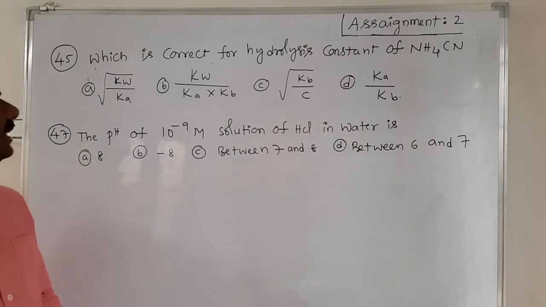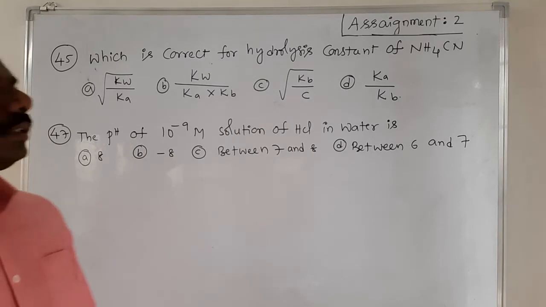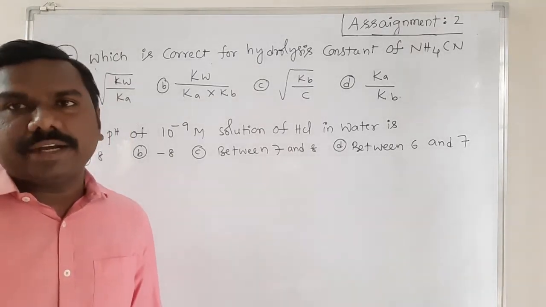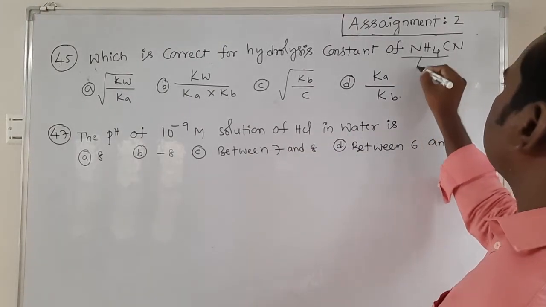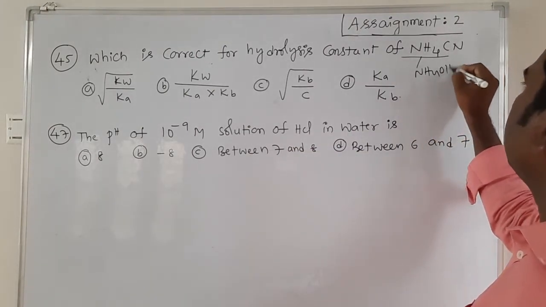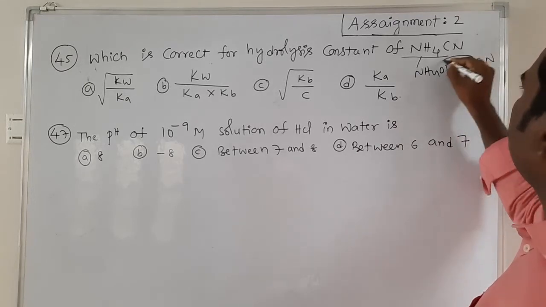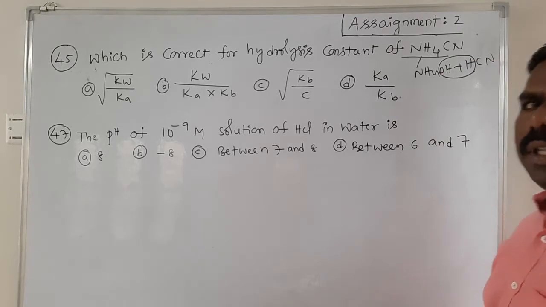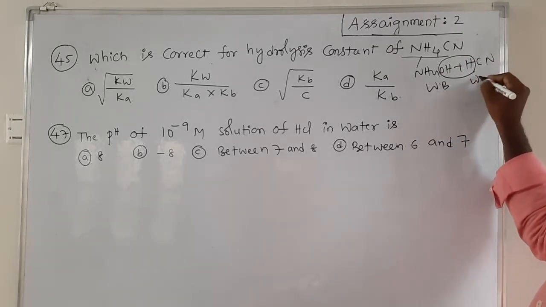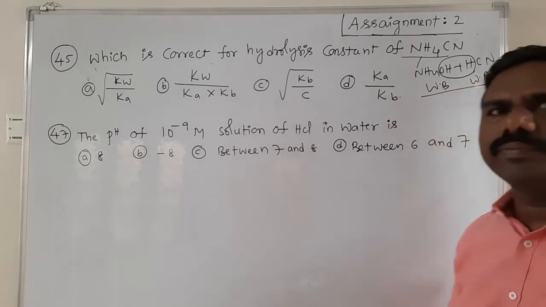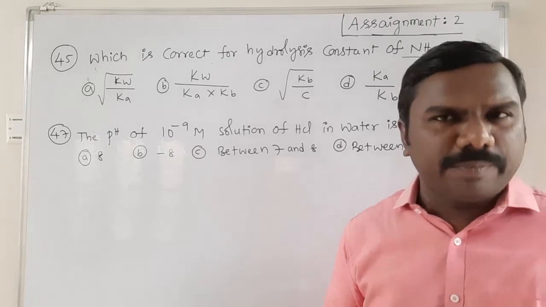Okay students, next is question 45. Which is correct for hydrolysis constant of ammonium cyanide? So ammonium cyanide is obtained from ammonium hydroxide plus HCl. When water is removed, only then it forms NH4Cl. It is a weak base, HCN is a weak acid. It is the hydrolysis of a weak acid and weak base.